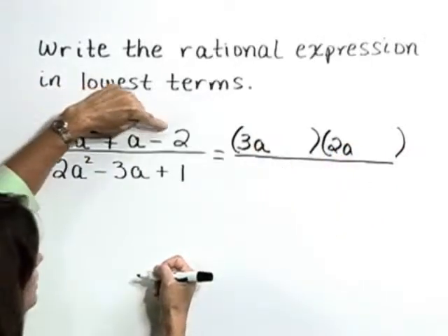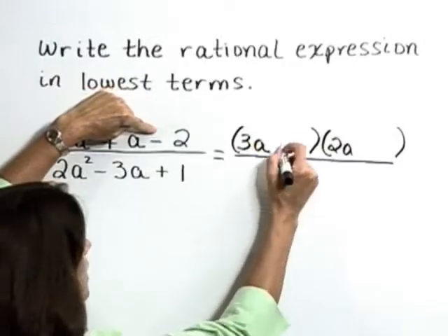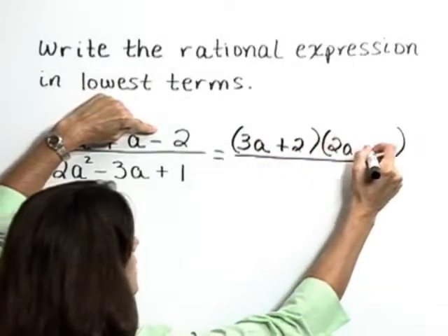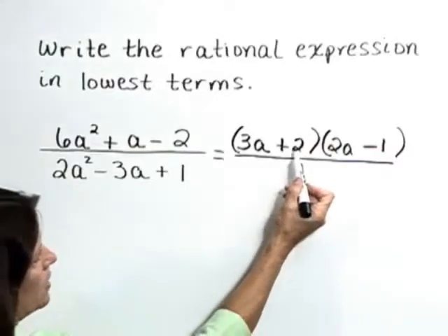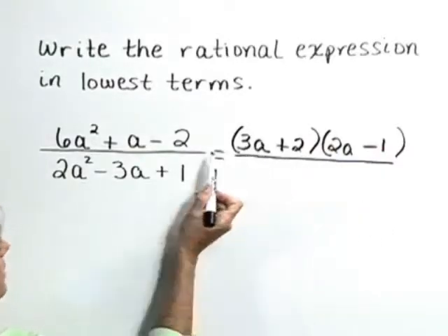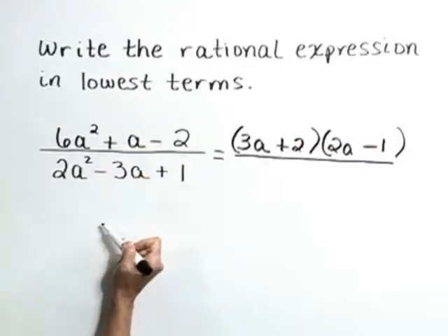Now factors of negative 2 that are going to work in here are a plus 2 and minus 1. Let's check our inner and outer products. 4a minus 3a does indeed give the 1a in the middle.